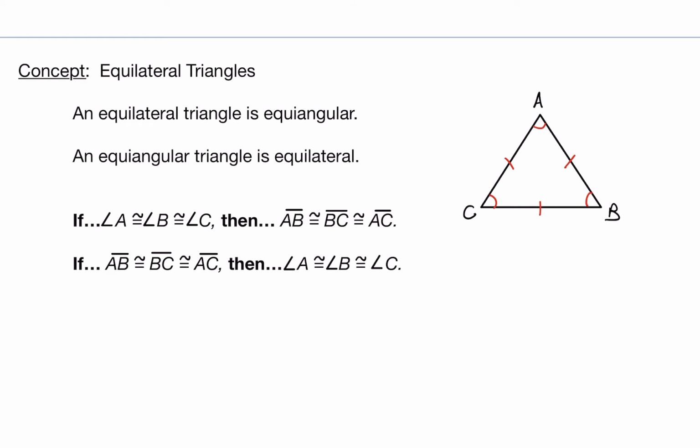If you have an equiangular triangle, meaning all three angles are the same, then that means all three sides are the same. We know that all of the angles in a triangle add up to 180 degrees. So in an equilateral triangle, all three angles are the same, and that value would only be 60 degrees because 60 plus 60 plus 60 add up to 180 degrees.